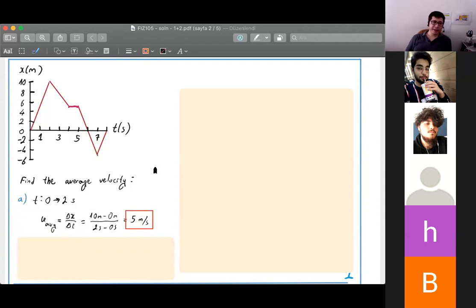In the first 2 seconds of the motion, the average velocity is 5 meters per second. Part B, do the same calculation, find the average velocity. This time for between 0 and 4 seconds.